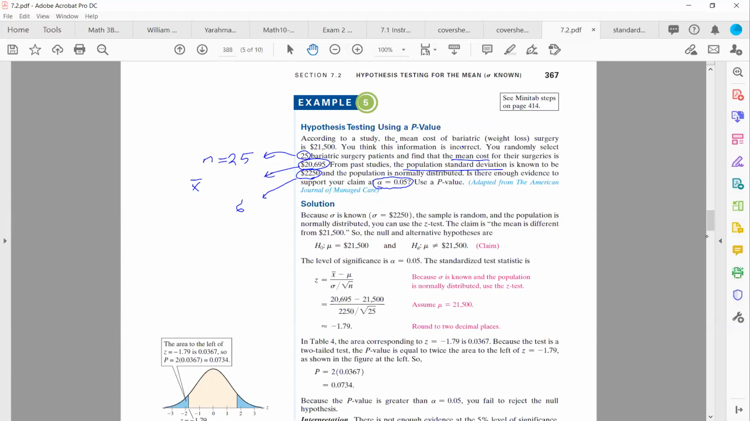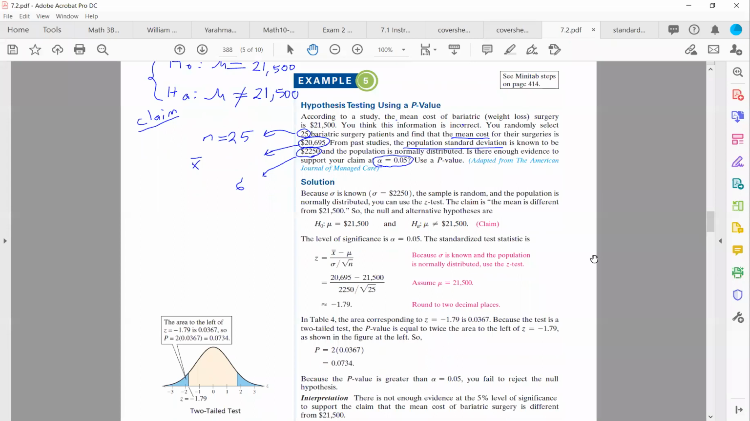Perfect. So the mean is 21,500, so your null hypothesis is given. Mu is equal to 21,500. So you can form your alternative hypothesis. Mu is not equal to 21,500. And the alternative hypothesis is your claim. Very well. We formed our null hypothesis, we formed our alternative hypothesis.